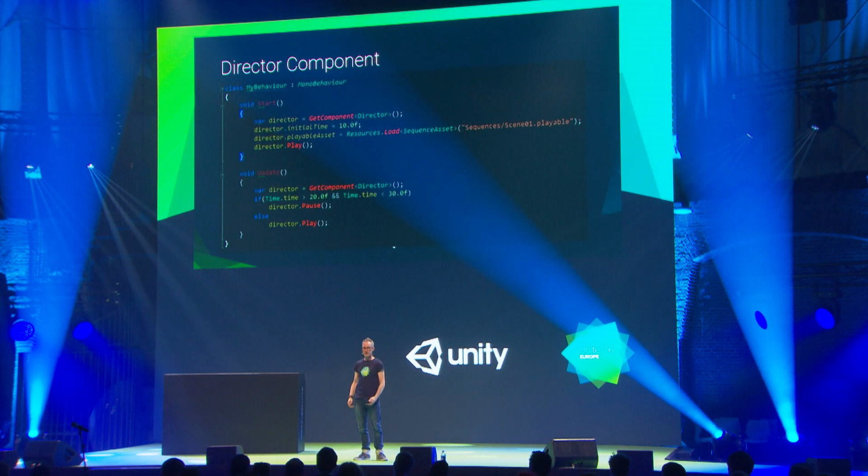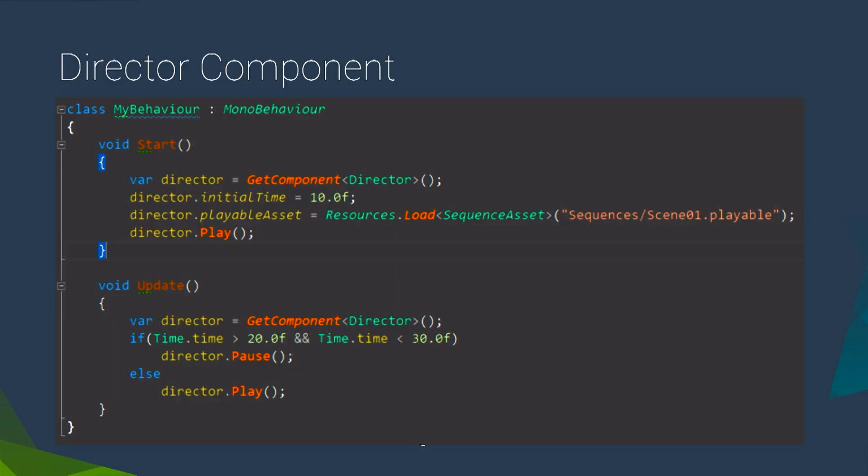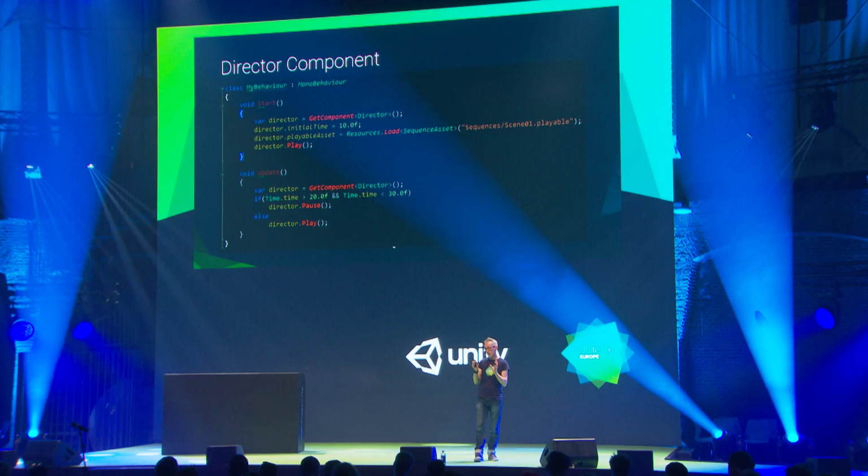The director component can be accessed via code. So this is a small example of how you could instantiate, get the director component, play with some fields, and in the update method, you could see also what you could do according to some logic. If my time is greater than 20 seconds, then pause. If not, then resume. And well, this is the basic to control a sequence.